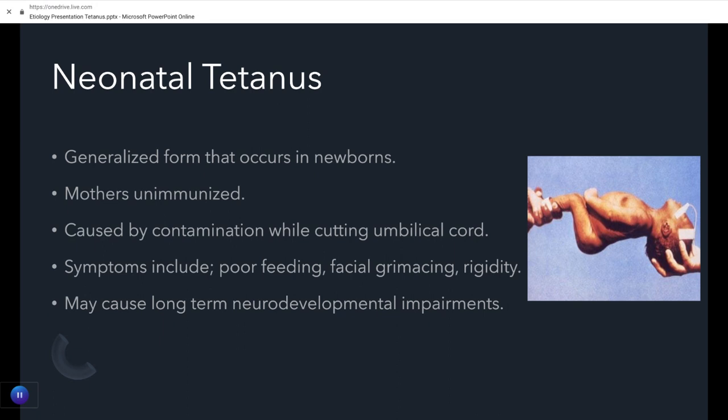The second form of tetanus that I'm going to be discussing is neonatal tetanus. It's a generalized form of tetanus that occurs in newborns. So it's pretty much the same thing as the generalized form of tetanus, although this one occurs in neonates. This can happen whenever the mother is not vaccinated, if mom is not caught up on booster shots. It's mainly caused by contamination while cutting the umbilical cord. Symptoms include poor feeding, facial grimacing, and rigidity. It can cause some long term neurodevelopmental impairments to the baby.